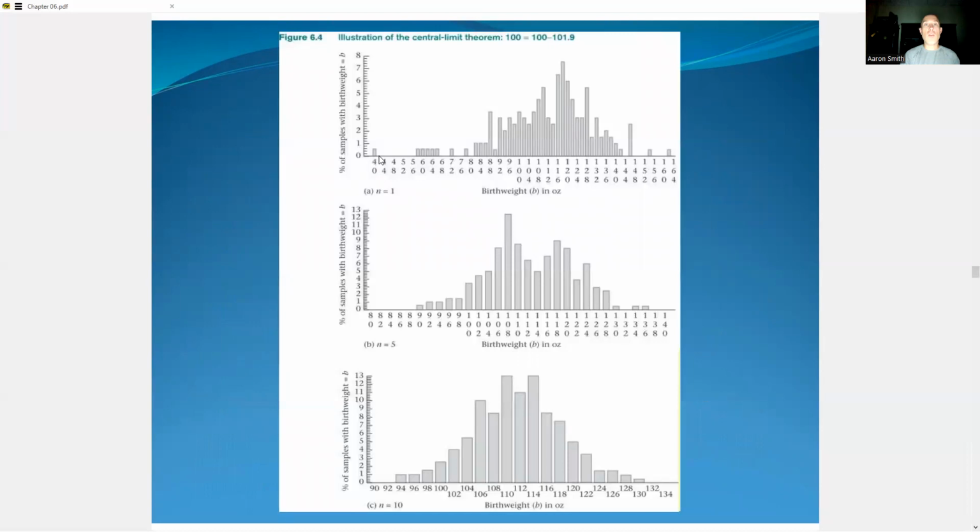And so here we can see some averages. N equals 1, N equals 5, N equals 10. And you can see that the larger the N, the more it looks like the classic bell curve.